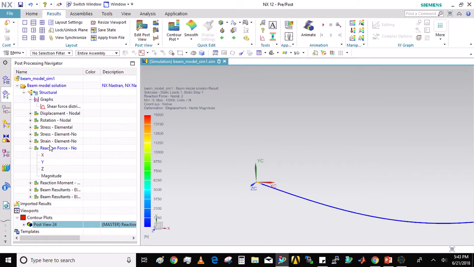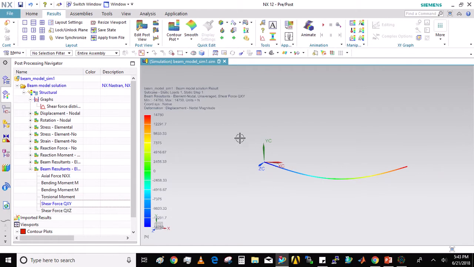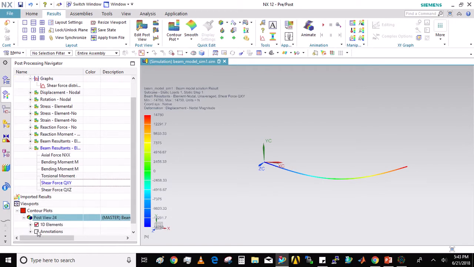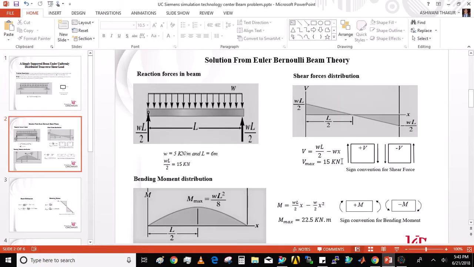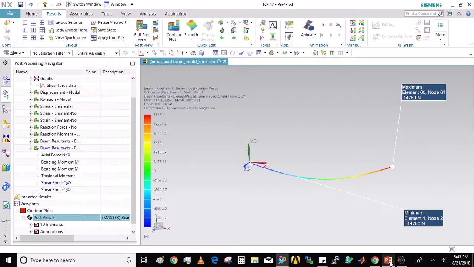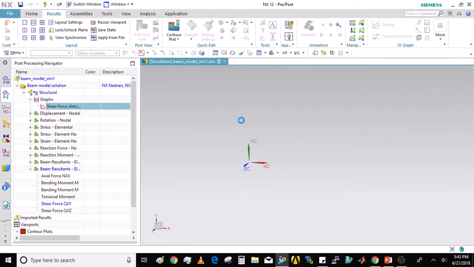Secondly, we'll see the shear force. Again, this is the shear force distribution. The maximum value of shear force was about 14.75 kilonewtons. If we see the theoretical results, it is very close. Theoretically, it is 15 kilonewtons, but this is close enough. And you can see the distribution, or the graph that we drew.